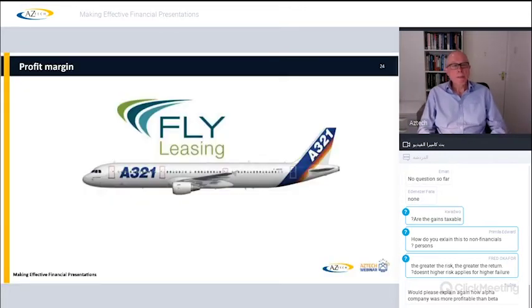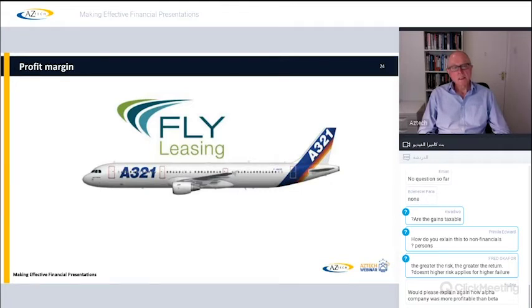Let's look at another industry. This is a real company. It's a company called Fly Leasing. Fly Leasing owns 115 of these Airbus A321s. It leases them. It's not an airline. It's a leasing company. It leases these aircraft to airlines that operate them.